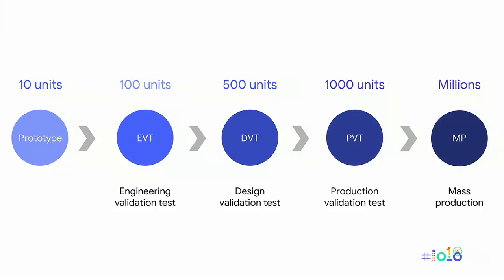So you send your prototypes to the factory, and they'll send back maybe 100 units. And during that time, you need to make sure that everything works with the materials that you've selected. They're probably going to be using soft tools, possibly hard tools in this stage, to create all of the forms for your industrial design. And then after you've verified everything, you send any feedback back to the factory, and you move on to design validation test.